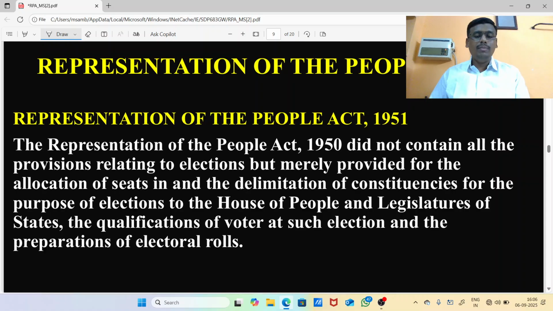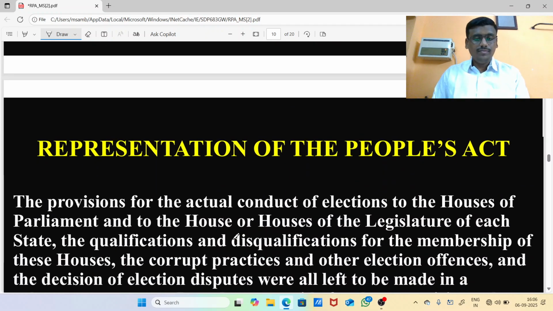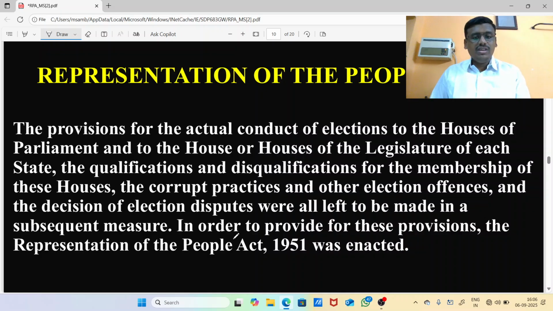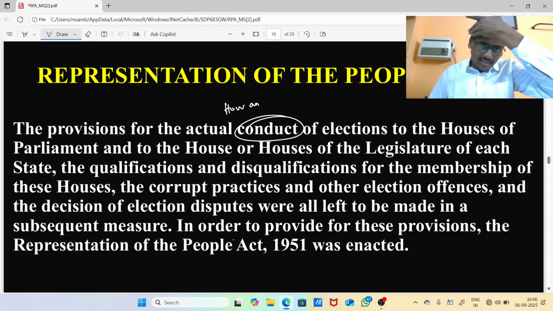So, the Representation of People Act 1950 did not contain all the provisions relating to elections, but merely provided for the allocation of seats and the delimitation of constituencies for the purpose of elections to the House of the People and the legislatures of the states. Only the qualification of voters has been given there. But the provisions for the actual conduct of elections, conduct meaning how an election should be conducted, came later.